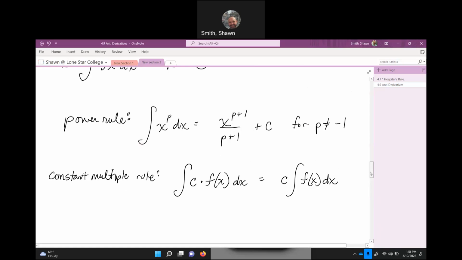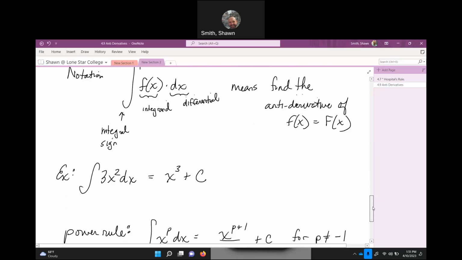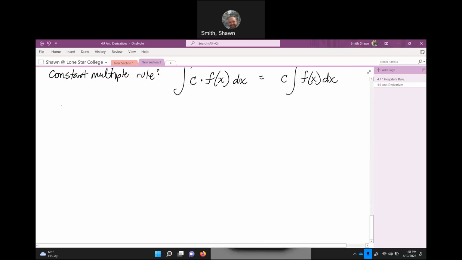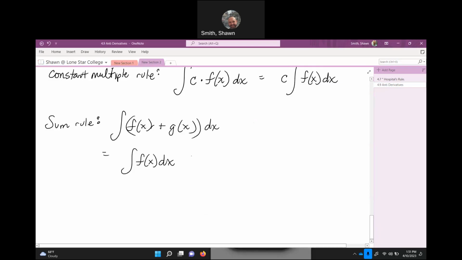The sum rule. So if you have multiple terms that can be represented as individual functions, maybe added or subtracted, you can break them up into separate integrals. So the integral of f of x plus g of x all dx is equal to the integral of f of x dx plus the integral of g of x dx. And then if there's any constants in here, you can pull those out and so forth, and then use the power rule from there if you want.